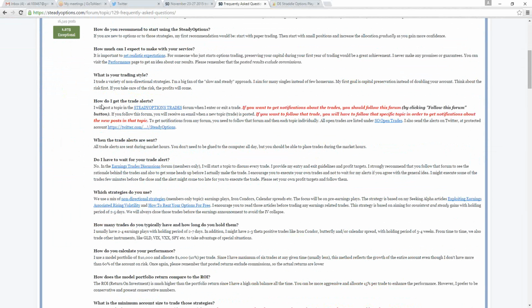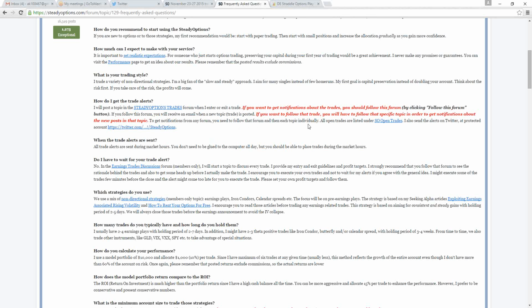One of the questions is, how do I get the trade alerts? So I will post a topic in the Steady Options Trades forum when I enter or exit a trade. If you want to get notification about the trade, you should follow this forum by clicking the follow this forum button. If you follow this forum, you will receive an email when a new trade topic is posted. If you want to follow that trade, you will have to follow that specific topic in order to get notifications about the new posts in that topic. And to get notifications from any forum, you need to follow that forum and then each topic individually.